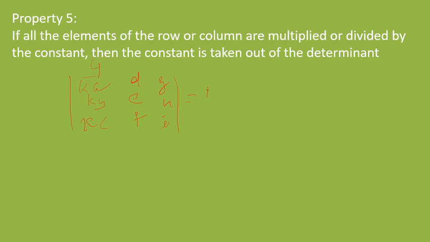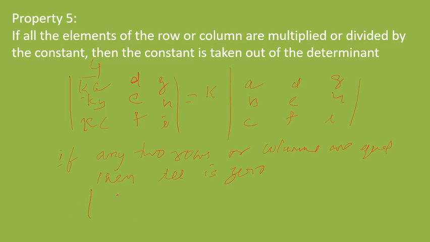So I will take that constant out and write the determinant as ABC, DEF, and GHI. So if any column or row is multiplied with a constant, that constant is taken out of the determinant. Very important, and what I have not written here, if any two rows or columns are equal, very important, then the determinant is 0. Now what does it mean?